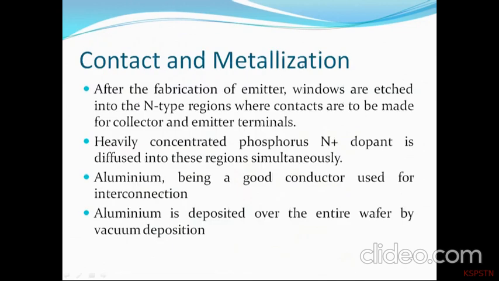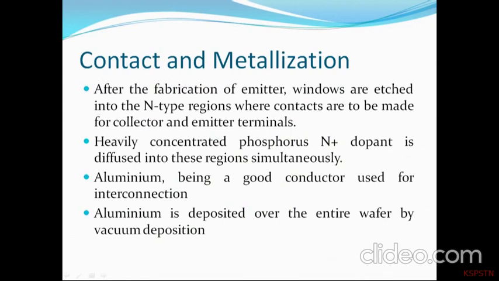The last one is contact and metallization. After the fabrication of the emitter, windows are etched into the N-type regions where contacts are to be made for collector and emitter terminals. Heavily concentrated phosphorus, that is N plus dopant, is diffused into these regions simultaneously, and the metal leads are to be formed for making connections with the terminals of the device.